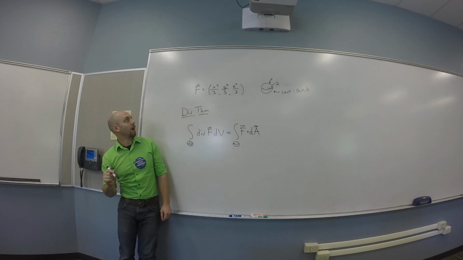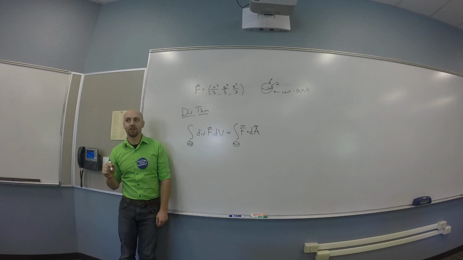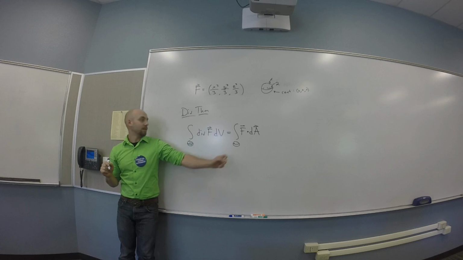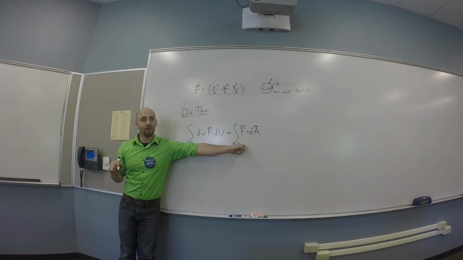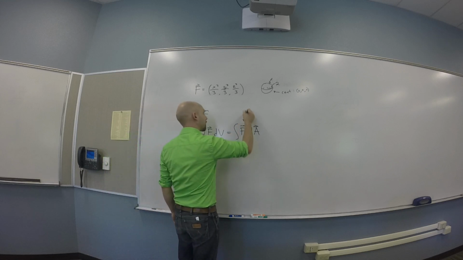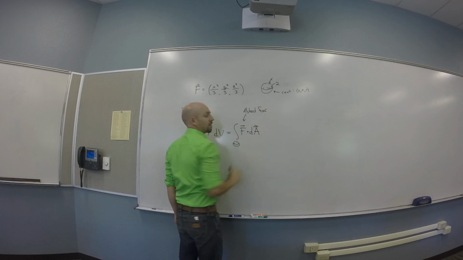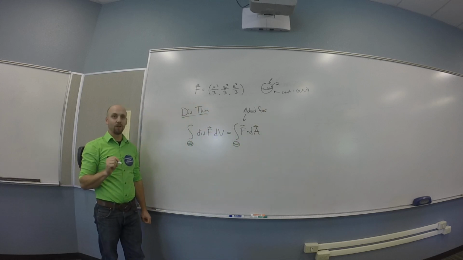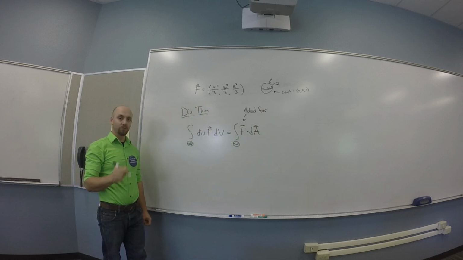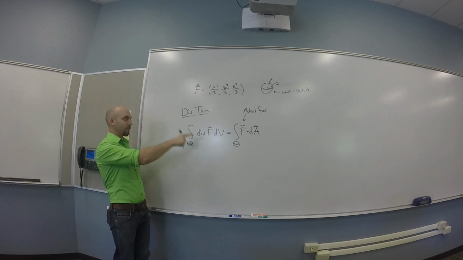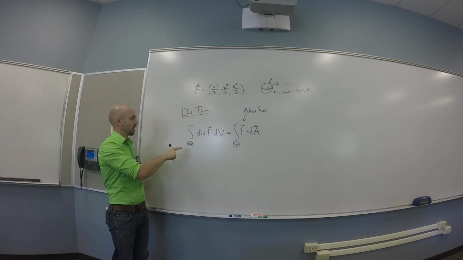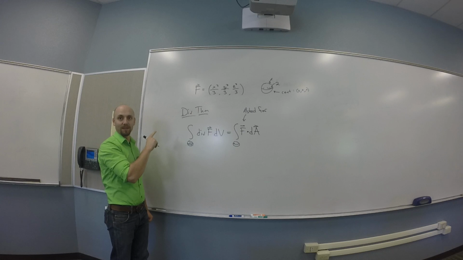Mm-hmm. Okay. Which one did they ask me to calculate? The flux across, so I guess just the surface. They asked me to calculate the right-hand side, right? You guys see that? Right, so that's what they asked me for. They asked for the flux through the surface. I can use the divergence theorem maybe. How do I use the divergence theorem?